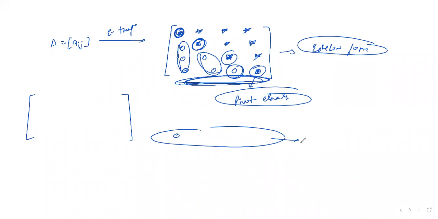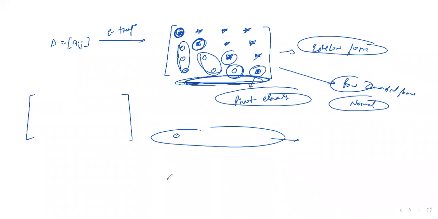Another form is the row canonical form, or row reduced echelon form, and the other one is the normal form. These are also very important, because the row canonical form is obtained from the echelon form. Let's do these two forms, row canonical form and normal form, in our next lecture, and we'll do some more examples of these forms there.